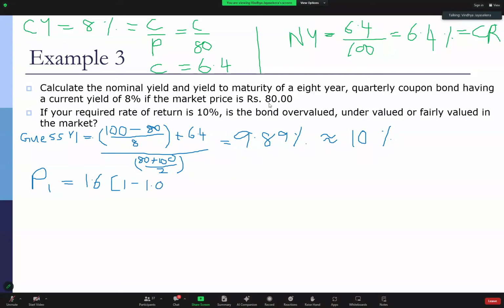R2. Should R2 be higher or lower? Should our guess be higher or lower? 80.3357. Higher, because we need the price to be lower. We need it to come down to 80. Therefore, we need something greater than 10%. What do you want to do? What do you all want to guess? 10.25. Okay.